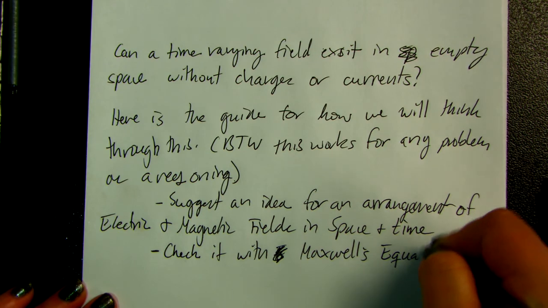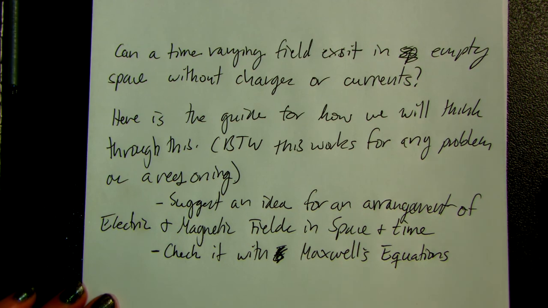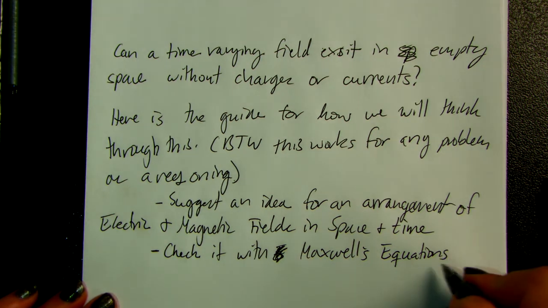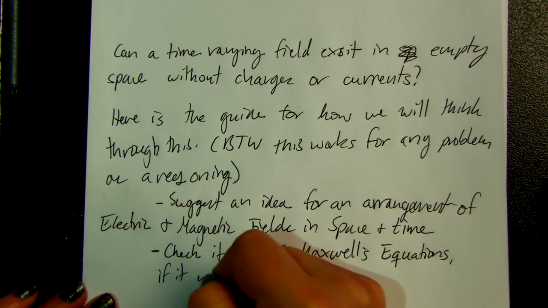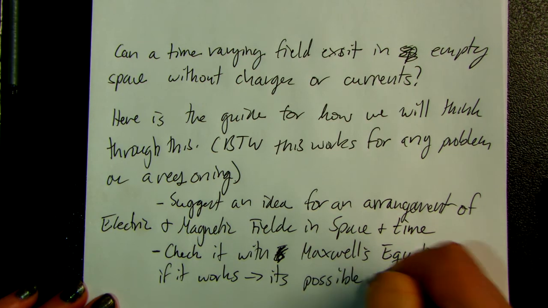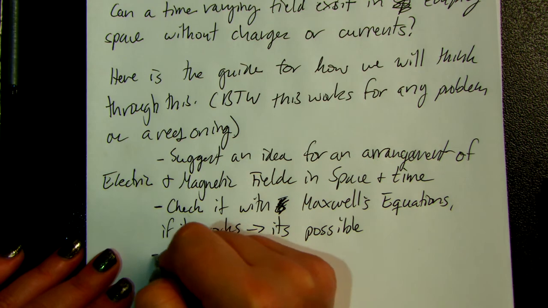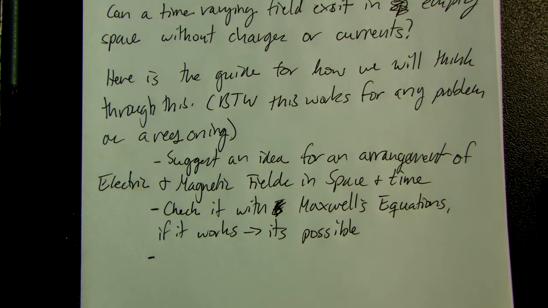But what I really appreciate about Maxwell's equations is even though they are calculus-based equations, we can understand them conceptually even without a study of calculus. So check it with Maxwell's equations. If it works, it's possible. If it doesn't work, it's not. That was a nice theory. Maybe you can make a pretty little mathematical model with it, but it doesn't describe physical reality. It doesn't describe this universe, if you want to go into multiverse theory.